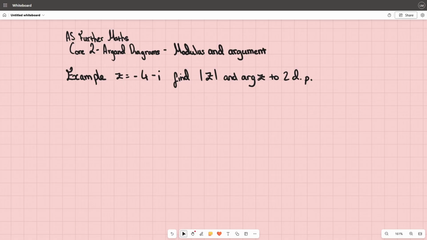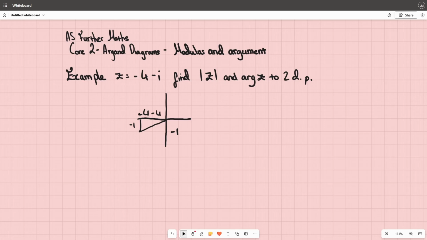Okay, so I've got an example question here where z is equal to minus 4 minus i, and we want to find the modulus of z and the argument of z to two decimal places. I'm going to start off by drawing a diagram, granted not very well because I don't have a ruler or anything. So minus 4 goes there, and minus 1 goes there. To find the modulus of z, I'm going to draw a little triangle, with sides minus 1 and minus 4.